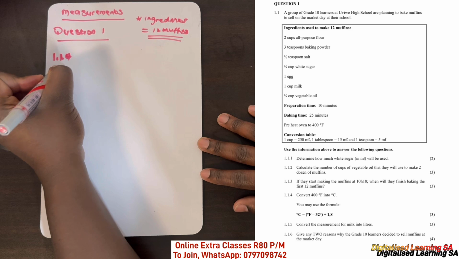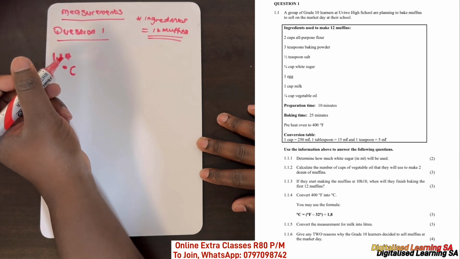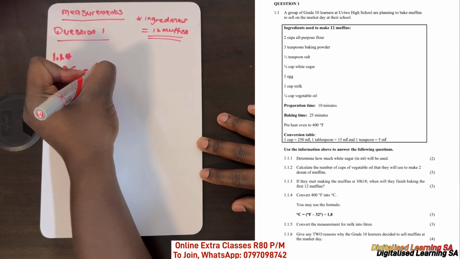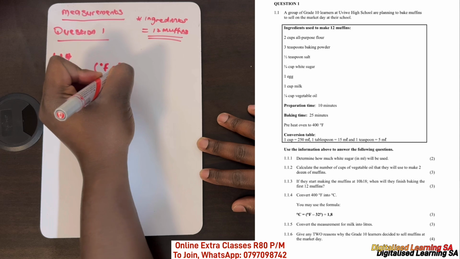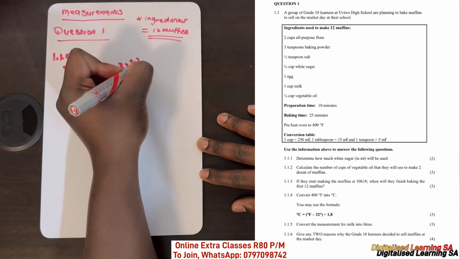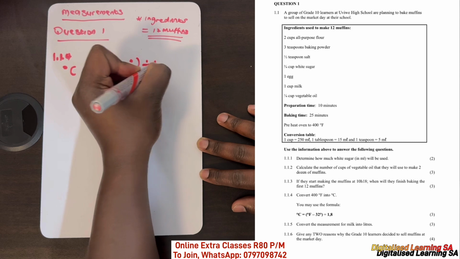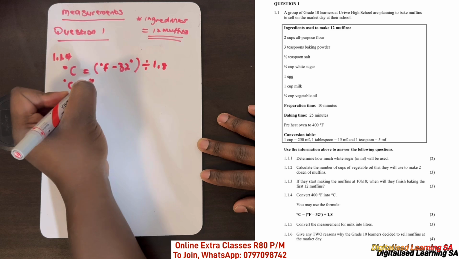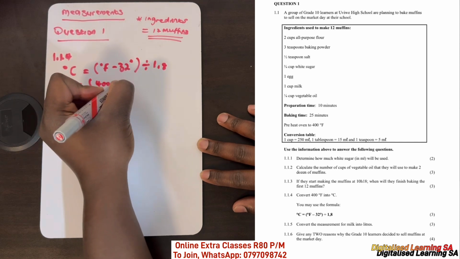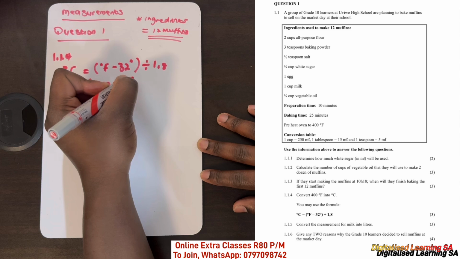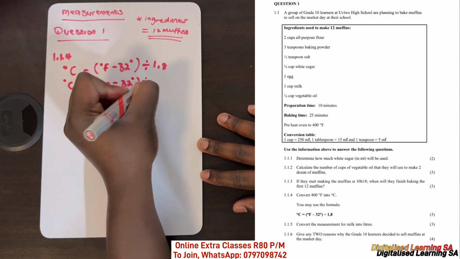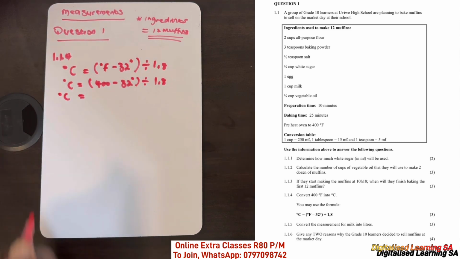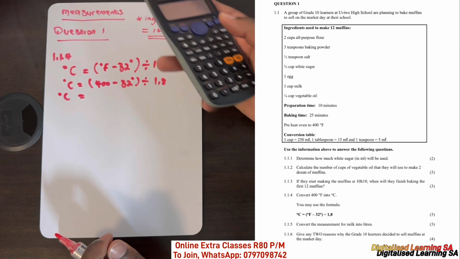So in this question, you just replace the F with what you are given. So it's F minus 32 degrees divided by 1.8. So to get your answer, you just come and replace the F. So you come and say 400 minus 32 divided by 1.8. And then our degrees Celsius will be equals to, and then we just plug on the calculator.